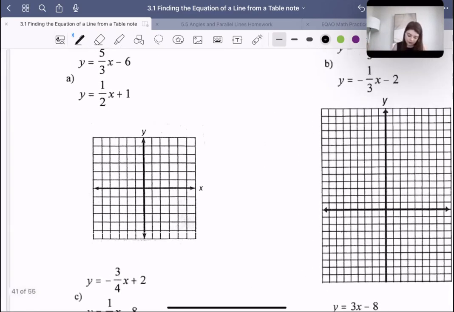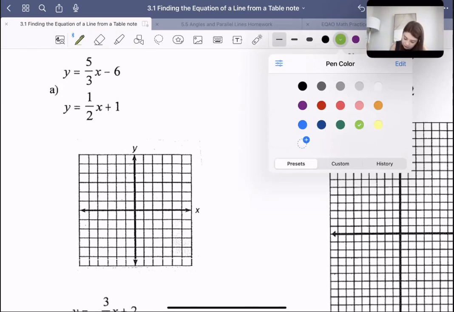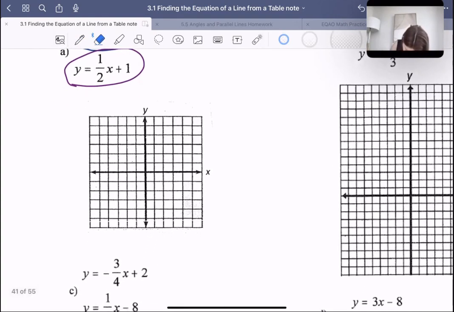Okay, so let's do A first. Let's use this blue and this purple color. So for the first one, I'll use blue, and for the second one, I'll use purple. Okay, so for the blue equation, we're going to start at -6. So 1, 2, 3, 4, 5, 6.